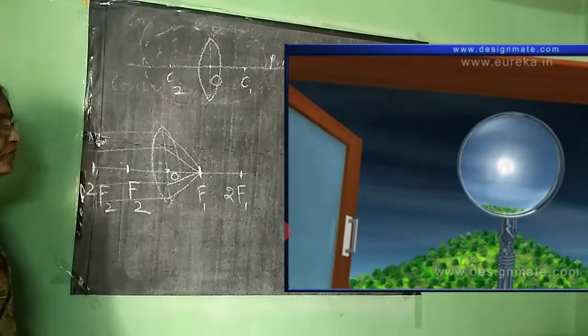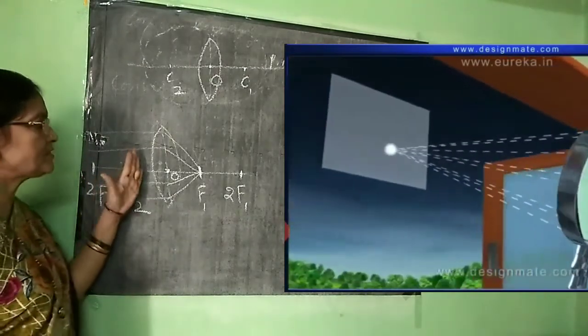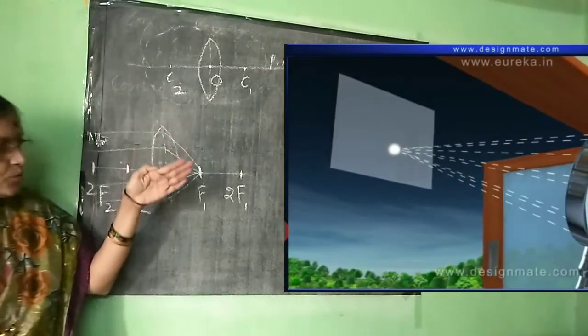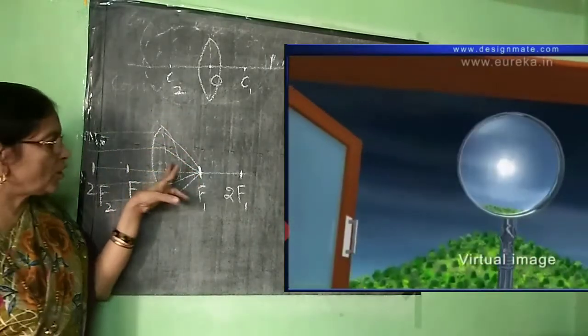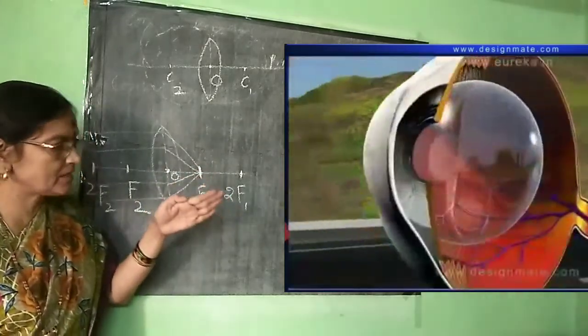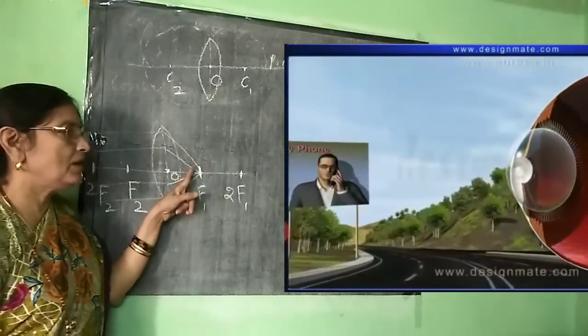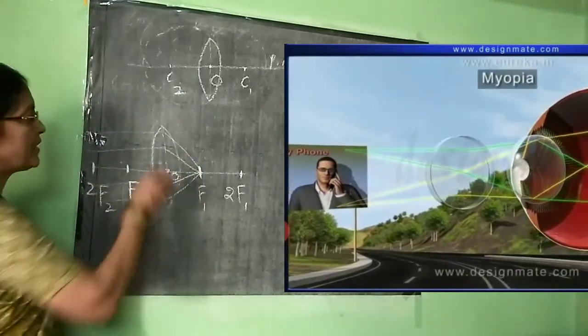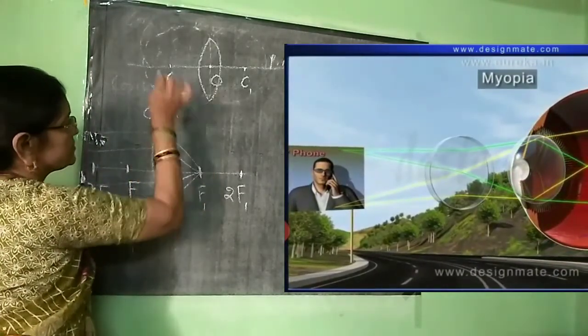Now, for example, if you take this lens and focus the light from the source, all will be coming, and placing it near a paper, it will burn the paper because it focuses at a point. So this is also known as converging lens.